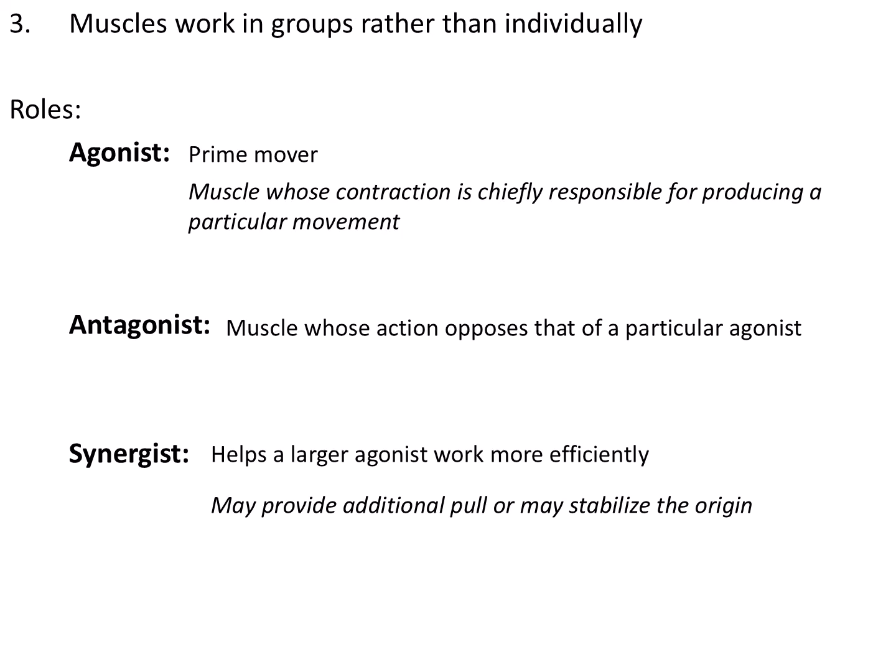The last principle is that muscles work in groups rather than individually. An agonist is the prime mover. This is the muscle whose contraction is chiefly responsible for producing a particular movement. The antagonist is a muscle whose action opposes that of a particular agonist, and a synergist helps a larger agonist work more efficiently. A synergist may provide additional pull, or it may help to stabilize the origin. An example of an agonist is brachialis as the prime mover to flex your forearm. The triceps brachii is the antagonist to that muscle because it extends the forearm. An example of a synergist is teres major, which helps latissimus dorsi do its job.